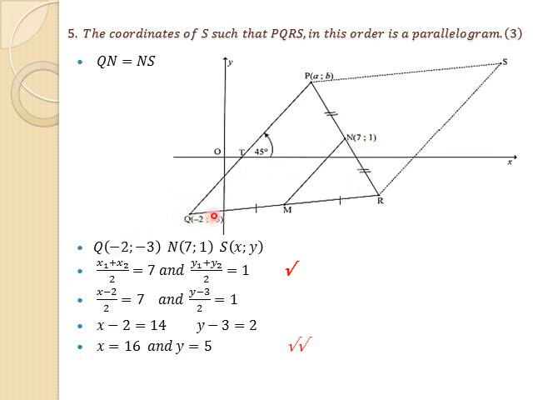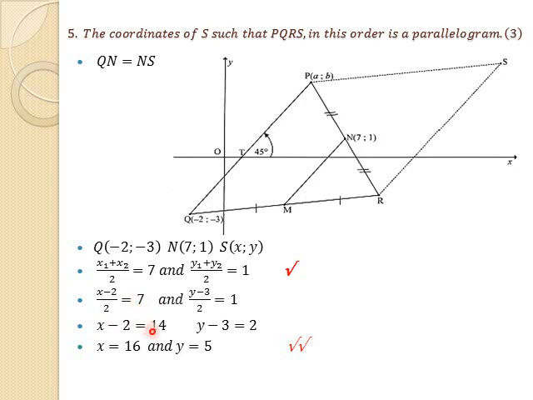So Q is (-2, -3), N is (7, 1), and S is (x, y). Again, using the midpoint, (x1 + x2)/2 equals 7, (y1 + y2)/2 equals 1. Right? So (x - 2)/2 equals 7, (y - 3)/2 equals 1.